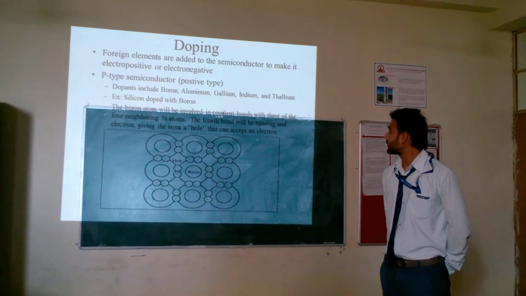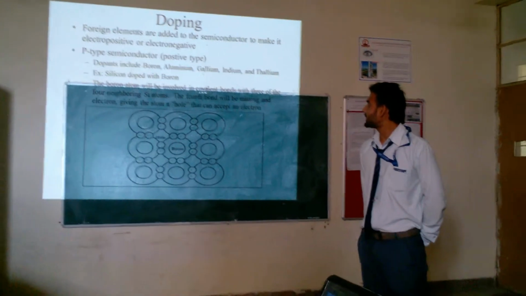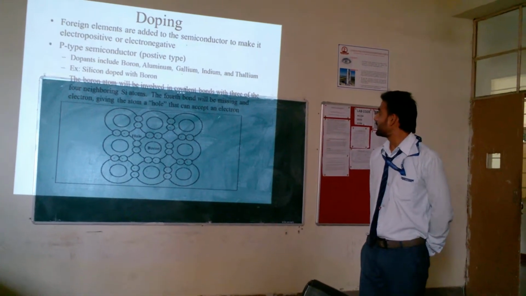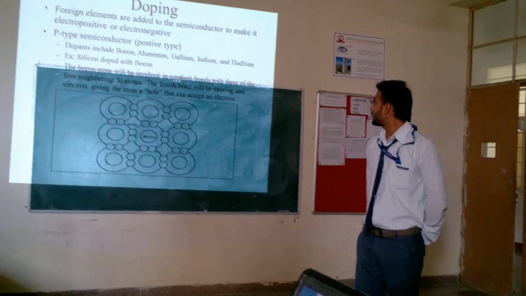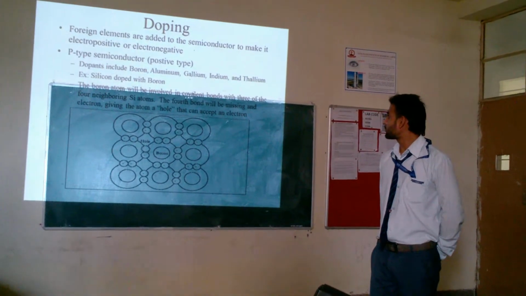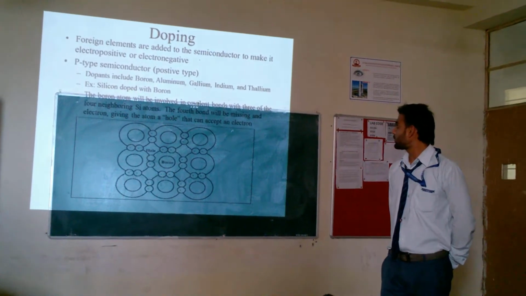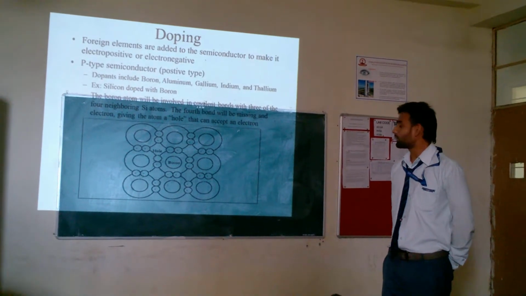P-type semiconductor. P-type semiconductors include dopants like boron, aluminium, and indium. A boron atom will form covalent bonds with 3 of its 4 neighboring Si atoms. The fourth bond will be missing, and this hole can accept an electron.